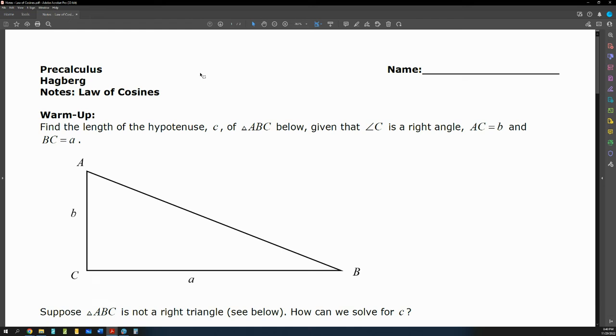Hi everyone. Today we're going to be looking at our notes for law of cosines. To warm up, I want to take a look at this triangle here. Let's find the length of the hypotenuse C of triangle ABC below.